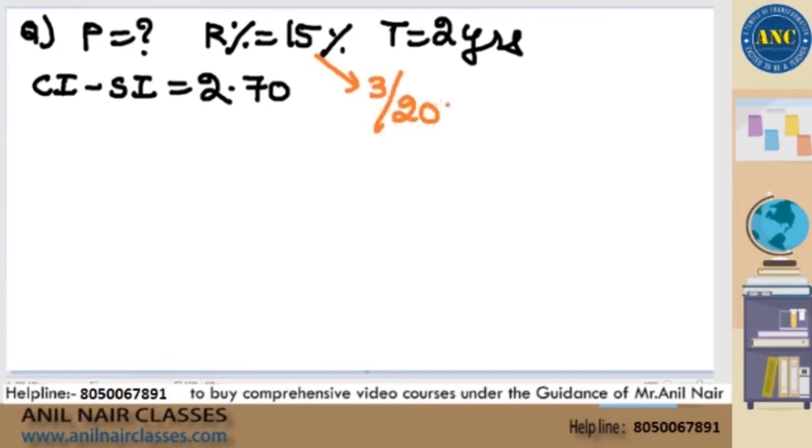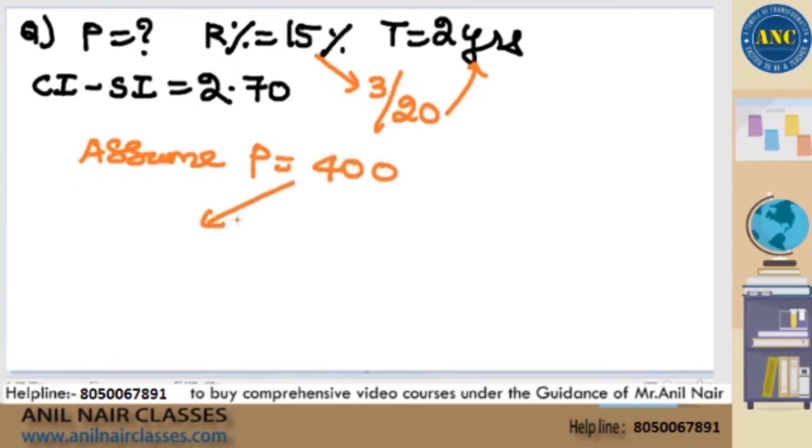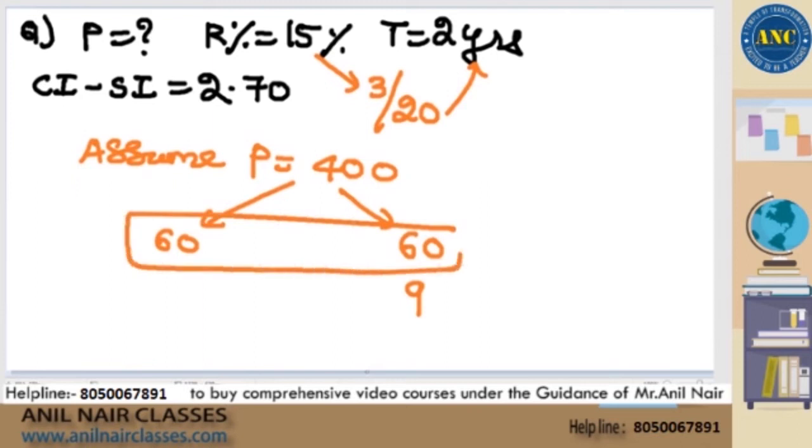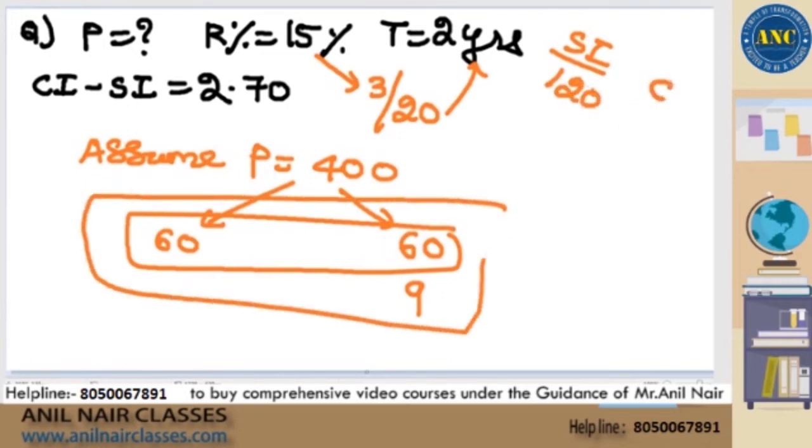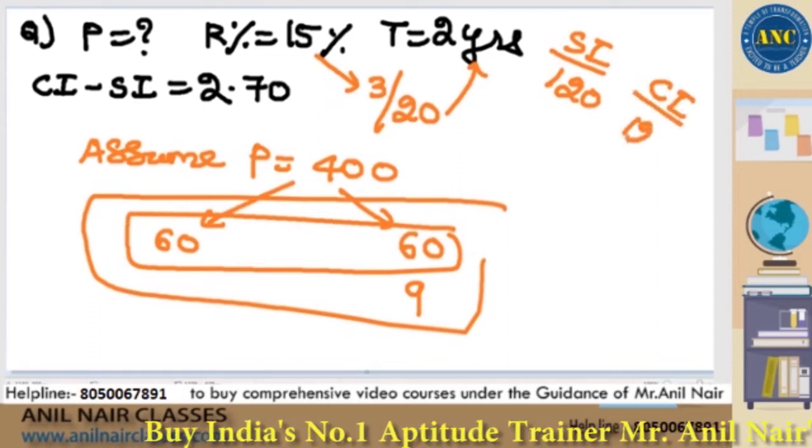15% is 3 by 20. 20 for 2 years, assume principal equivalent to 20 square, 400. So first year what it will be? 15% of 400 is 60. Second year also 15% of 400 is 60. 15% of 60 is 9. This entire strip is nothing but SI for 2 years. What is SI for 2 years? 120. This entire value is 120 plus 9, 129.